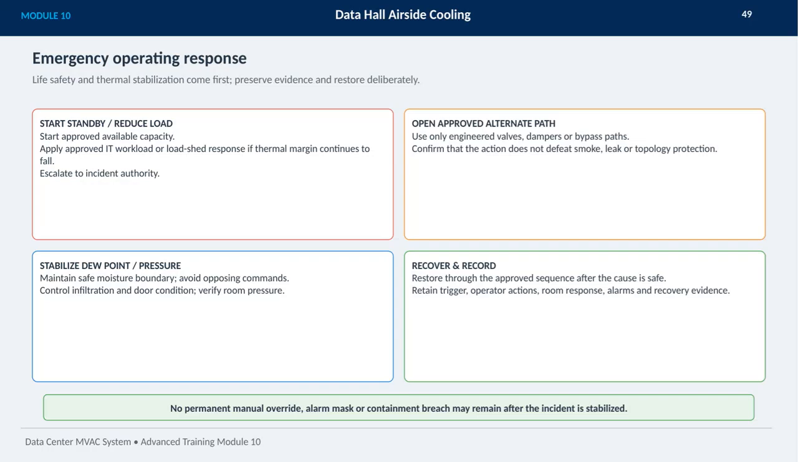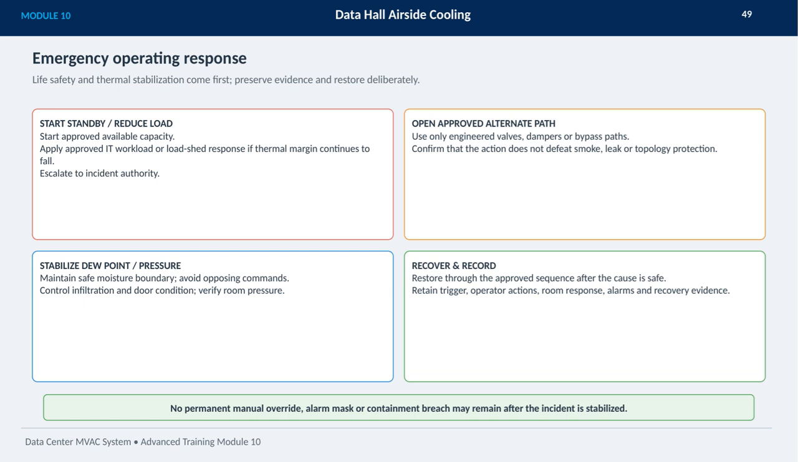In an emergency operating response for Data Hall Airside Cooling, the first priority is always life safety and thermal stabilization. We must preserve evidence and restore systems deliberately to prevent further issues. The initial step is to start standby systems, or reduce the load by using approved capacity. If the thermal margin keeps falling, apply the approved IT workload adjustments or load shed responses, and escalate the situation to the incident authority. Next, open only approved alternate paths using engineered valves, dampers, or bypass paths.